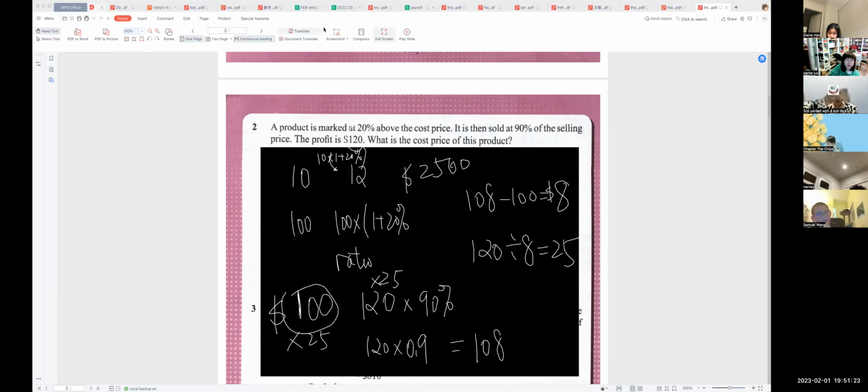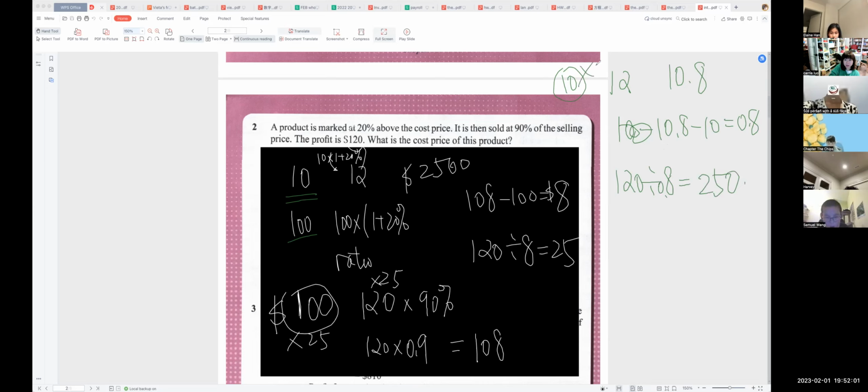好，那这个时候 Daniel 说，老师，那万一我做的是10块钱，能不能做？也能做。Okay, everybody? 假设它10块钱。Because the marked 20% above the cost price is $12, 对不对？然后又卖了90%，那就是10.8块。So 10.8 minus 10 equals what? So by doing this, I earned 80 cents. So I'm going to use 100. 120 divided by 8 is 25. Equals 250. I'm just using 10 times 250. So everything is the same.